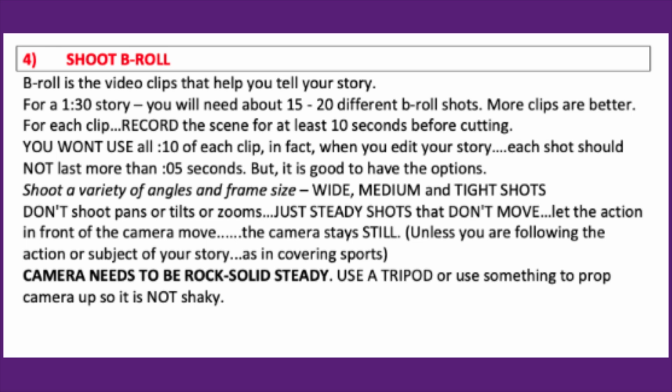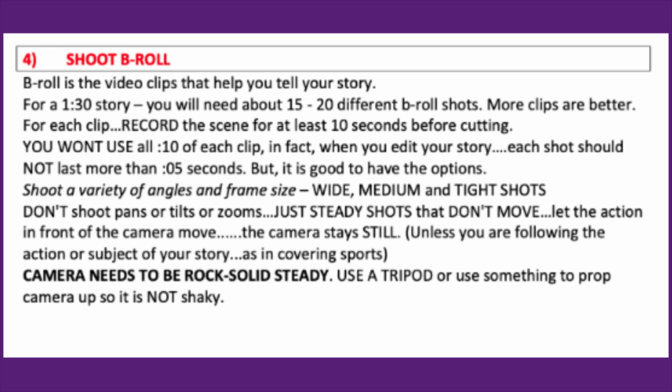And for each clip, record the scene for about 10 seconds before you stop. You're not going to use all 10 seconds of every clip. In fact, when you edit your story, each shot shouldn't last more than 5 or 6 seconds. But it's good to have options, and it's good to have a few extra seconds on the end of each shot just in case.